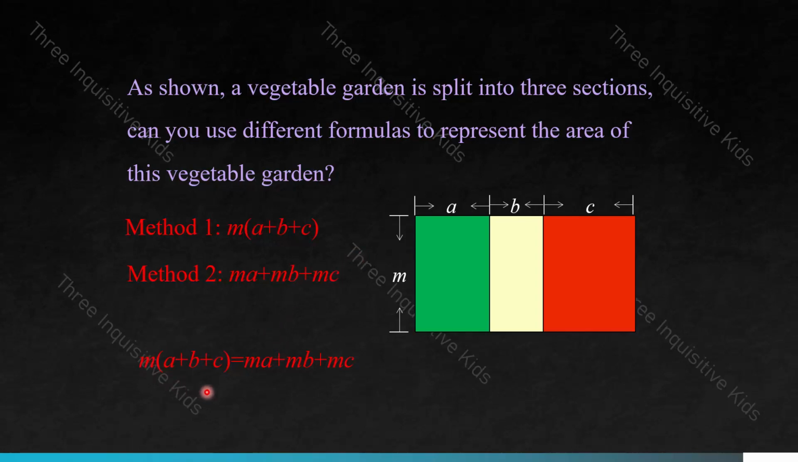So here we can connect that m times (a plus b plus c) is equal to ma plus mb plus mc. Going from the left side to the right side, we are multiplying whole expressions. m itself is a whole expression, and the sum of a, b, and c is also its own whole expression. But going the reverse way, what do we call it?